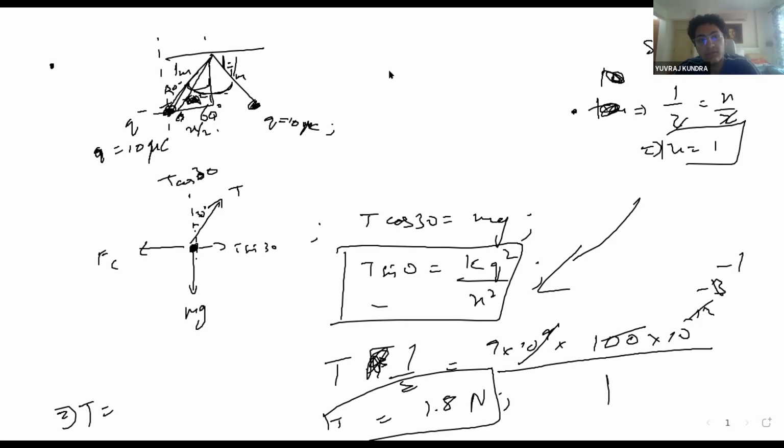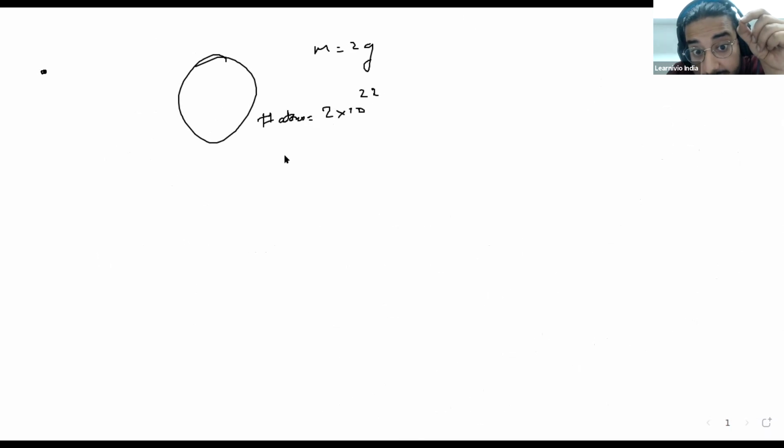And then, sir, there was the second assignment. I had a doubt in question number 4. A copper sphere of mass 2 gram contains about 2 into 10 raised to power 22 atoms. The charge on the nucleus of each atom is 29 electronic charge, 29 e on each atom.